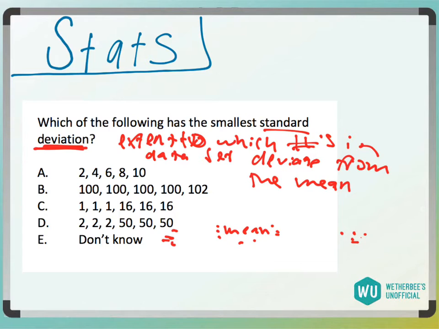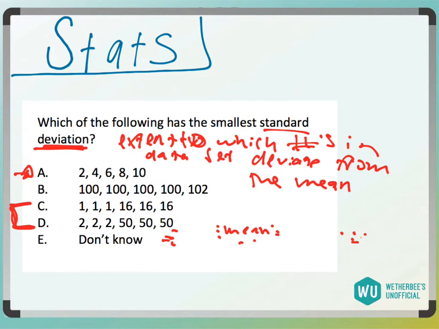Okay. So 2, 4, 6, 8, 10, this is going to have a fairly small standard deviation, right? If you added all these up and divided by 5, your numbers would cluster around the mean, right? C and D, let's just look at C and D quick.